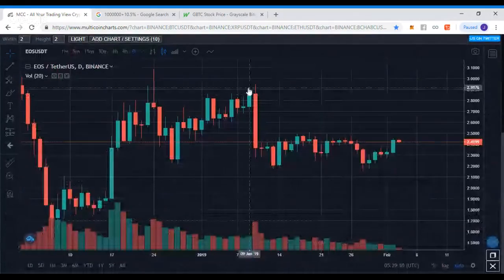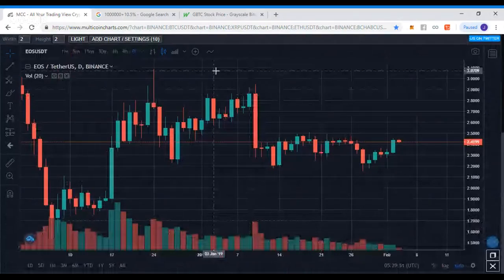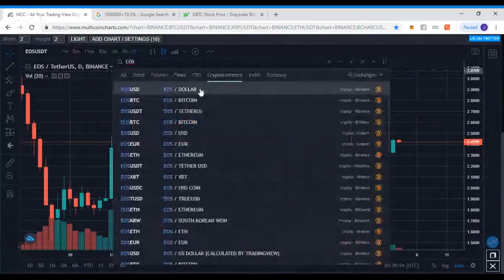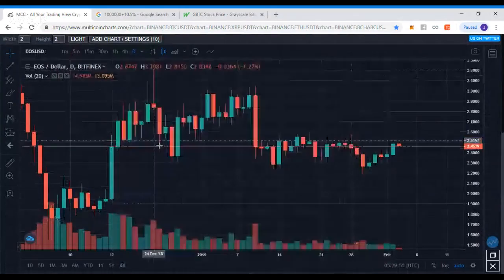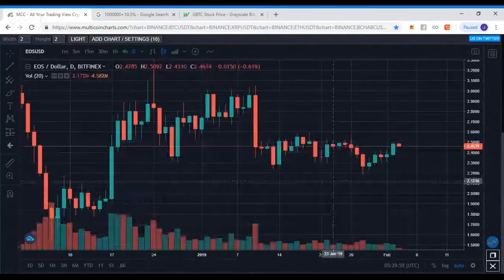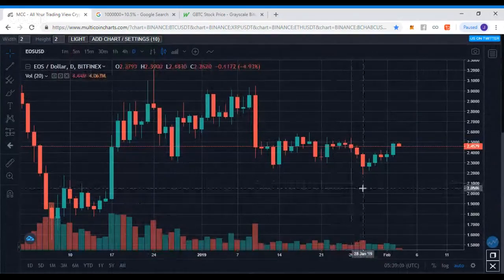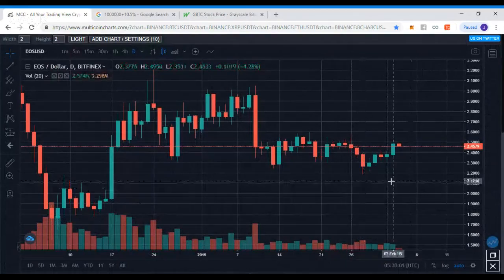Strange. Let's see if we can see it with another currency. Let's look at it versus the dollar. There we go. All right, so we're looking at EOS versus the dollar on Bitfinex as of right now. Same thing, January 28th, we have a low of $2.18. And about almost a week later, February 2nd, we have a high of $2.49.